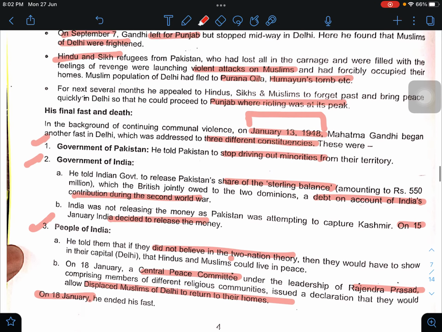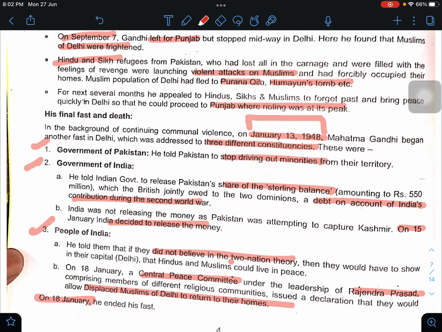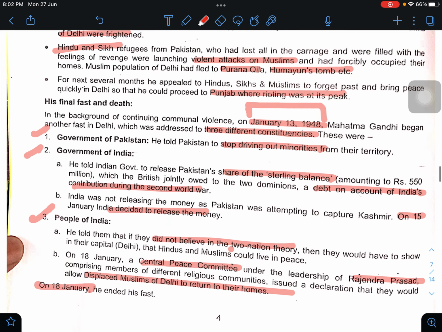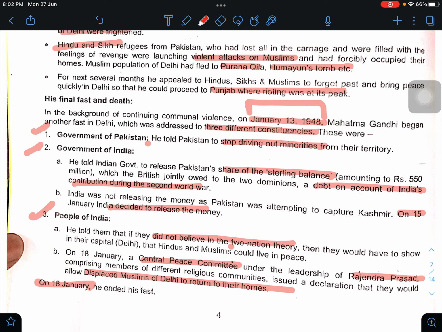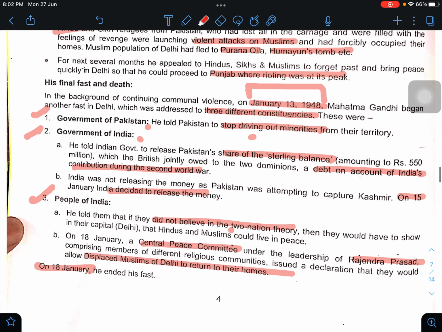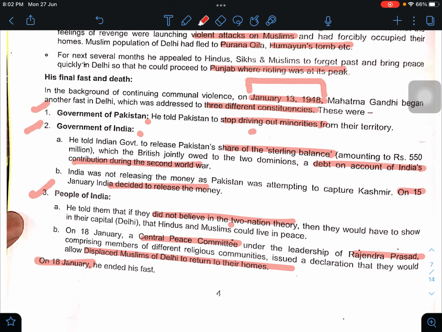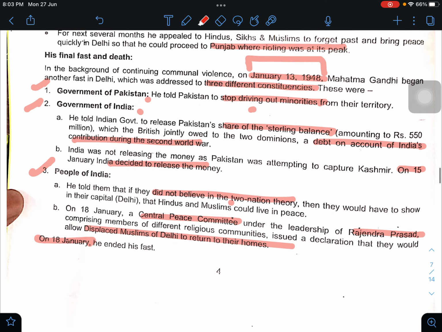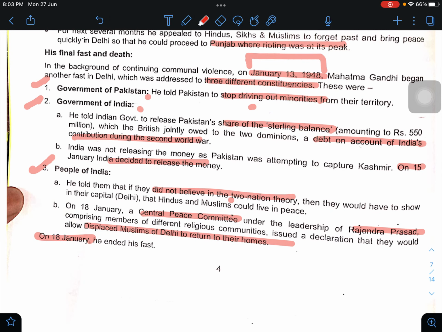So, in only 5 days, he went on the fast. For Pakistan, he told them to stop driving out minorities. For the government of India, he told them to release the sterling balance, which was due to Pakistan, because it was British owned as a debt on account of India's contribution during the Second World War. India was not releasing it, but India released it after 2 days, on 15th January.